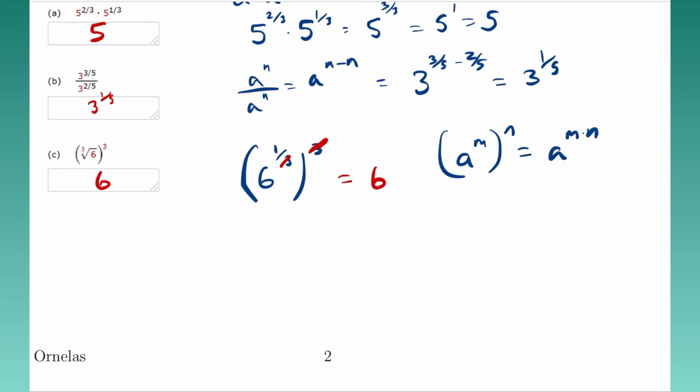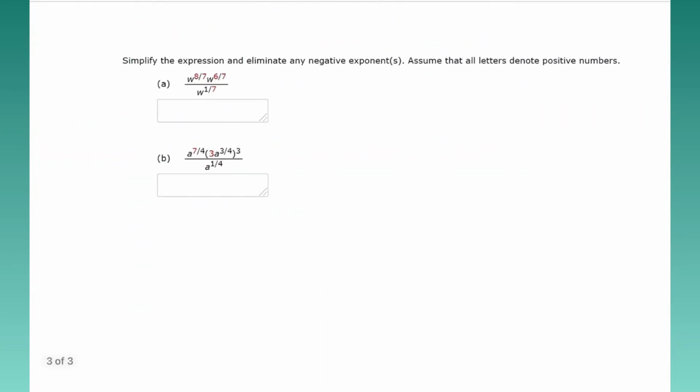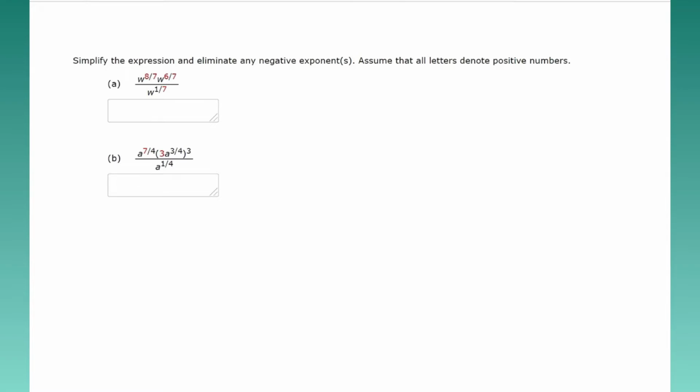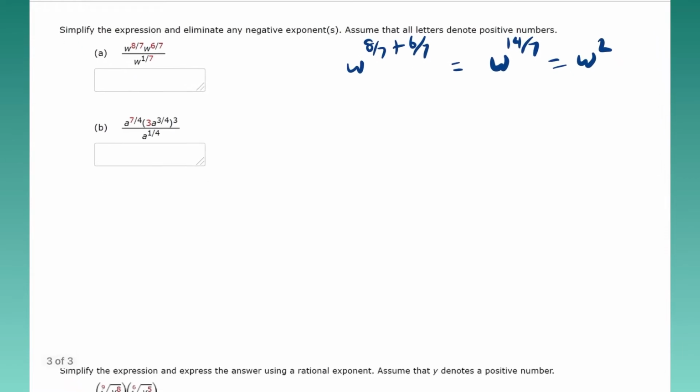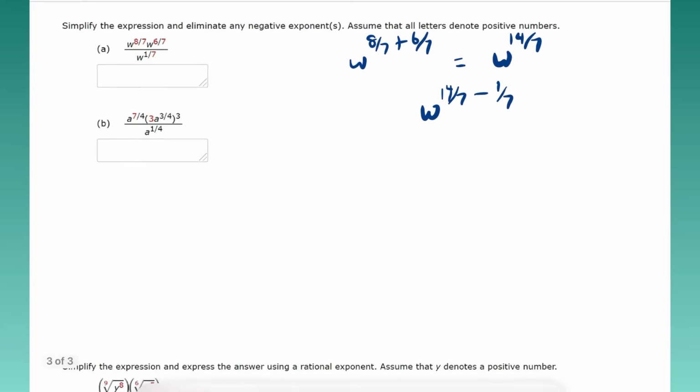All right, the next page of notes. First thing we need to do here is combine the numerators, which means we have to add because you're multiplying powers that have the same base. So W to the 8/7 plus 6/7 is going to equal 14/7, which is W squared. All right, actually, let's keep it in terms of a fraction because we still have to subtract the denominator. So now we're going to subtract: 14/7, take away 1/7, because when you divide, you subtract. So that's going to leave us with W to the 13/7.